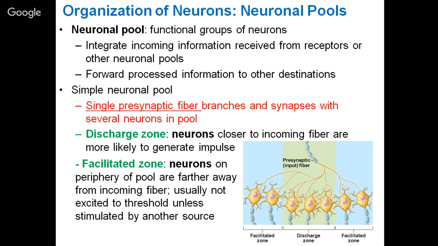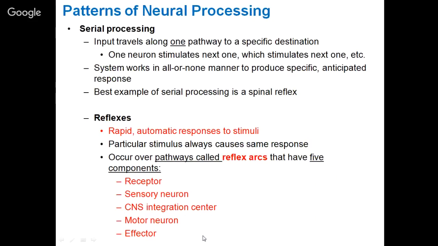In a simple neuron pool, a single presynaptic fiber branches and synapses with several neurons in the pool, like shown in this figure. In the discharge zone, the neurons closer to incoming fibers are more likely to generate impulses. But in the facilitated zone, the neurons on the periphery of the pool are farther away from the incoming fiber, usually not excited to threshold unless stimulated by another source. So that's the difference between the discharge zone and the facilitated zone.